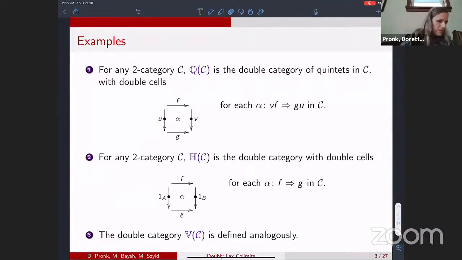And then, of course, similarly, we can make a vertical double category out of a two category where we put all the arrows from the two category in the vertical direction and only use horizontal identities.